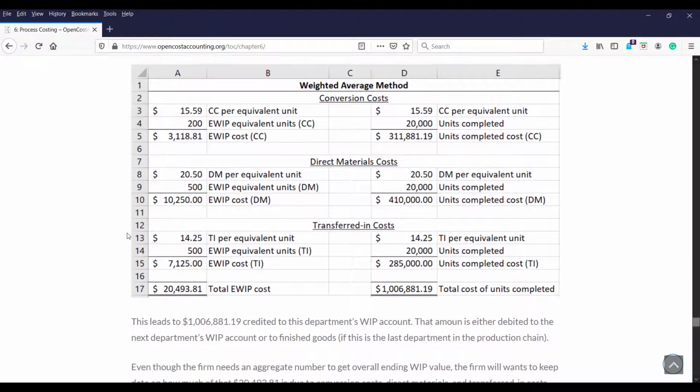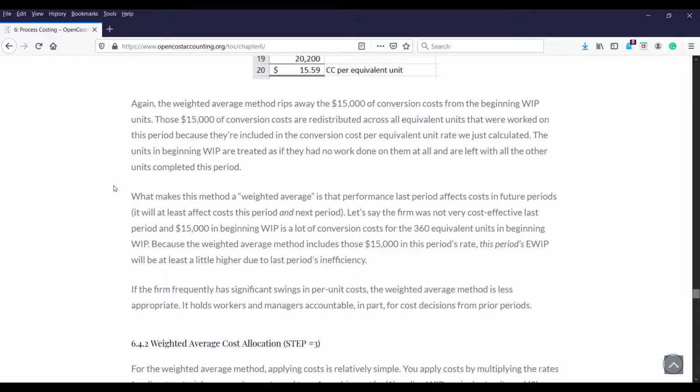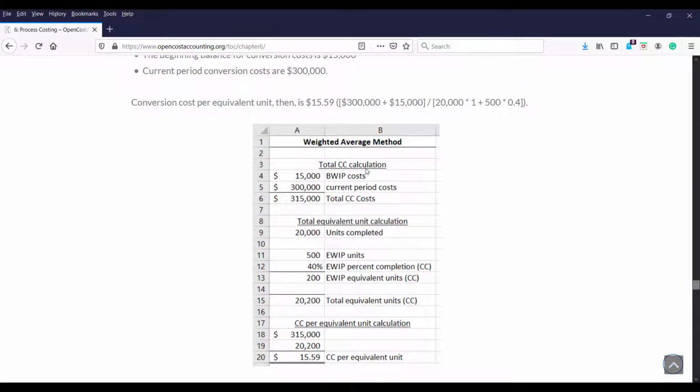All right, now I also give you, so we can have a complete example, the rates for the two other types of costs. I just create an example in Excel, and we don't need to worry about going through that. It would work the same way. The direct materials rate would work the same way as this right here, except we would have our total costs with respect to direct materials in beginning WIP and current period direct materials cost, they would be different numbers.